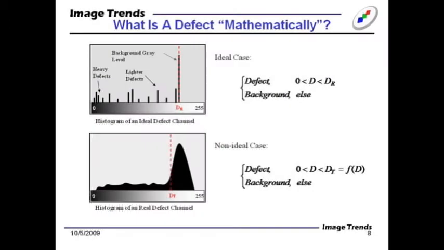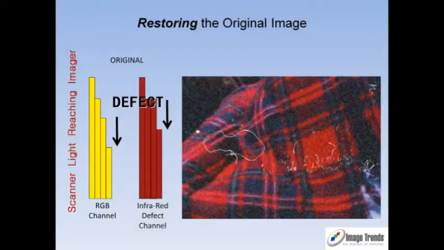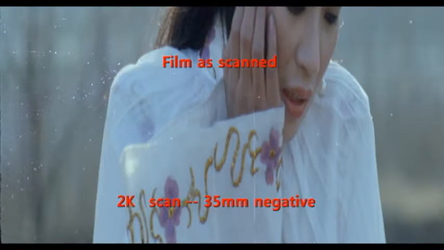We record the exact location and the precise magnitude of each defect, mathematically remove the signal of the defect, and then boost the RGB signal strength back to what it would have been had no dust or dirt or scratch diffused the light energy from that pixel.